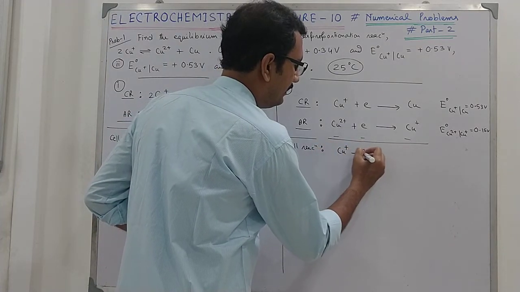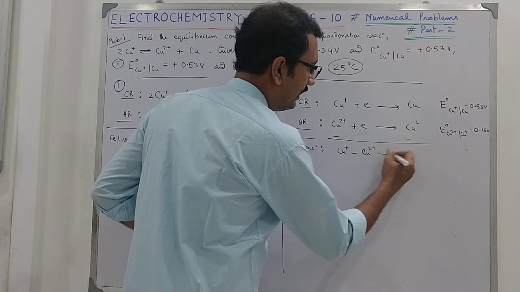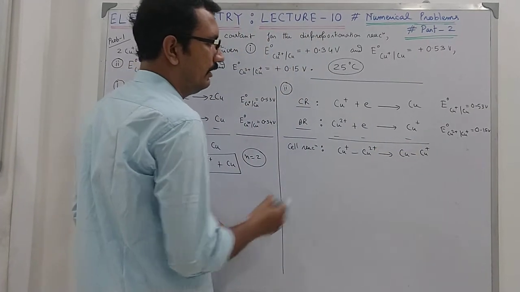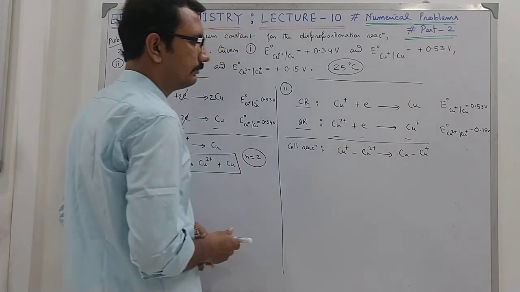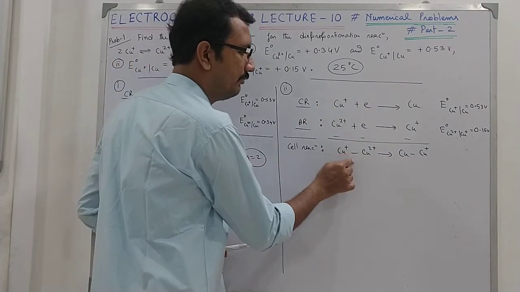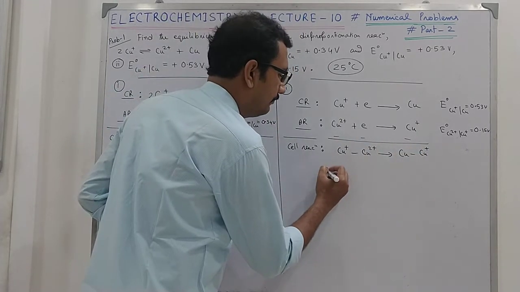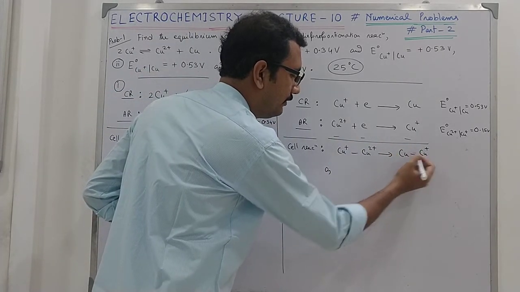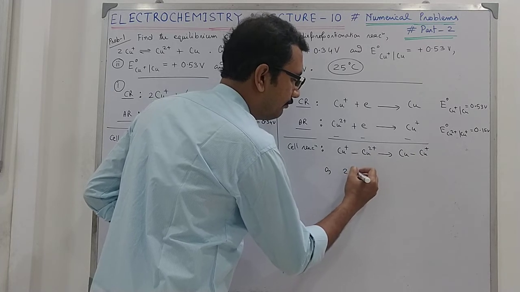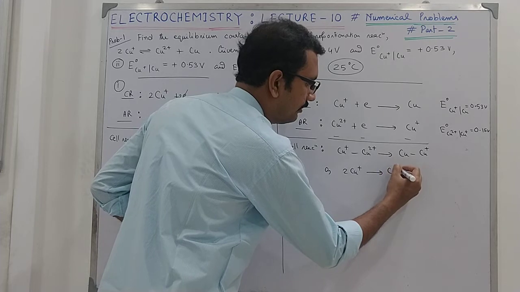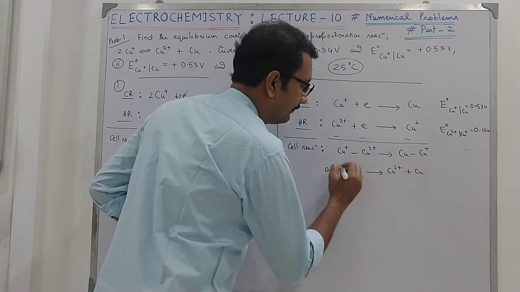Now this will be Cu plus minus Cu2 plus arrow Cu minus Cu plus. See, this electron will cancel out. It will be Cu plus minus Cu2 plus, it will be Cu minus Cu plus. Or rearrange it. This Cu minus will come here. So it will be 2Cu plus arrow, this will go to the right hand side, it will be Cu2 plus plus Cu.